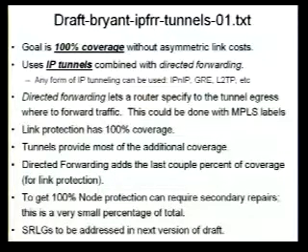Basically, the goal for this approach has been to get 100% coverage without asymmetric link costs. And with the approach they have, you can do it. It uses IP tunnels combined with directed forwarding. It doesn't matter what type of IP tunneling you use, IP and IP, GRE, L2TP, take your pick. Obviously, it will have to get defined. But then there's directed forwarding, which lets the router specify to a tunnel egress exactly where to forward the traffic. You could do this with an MPLS label.